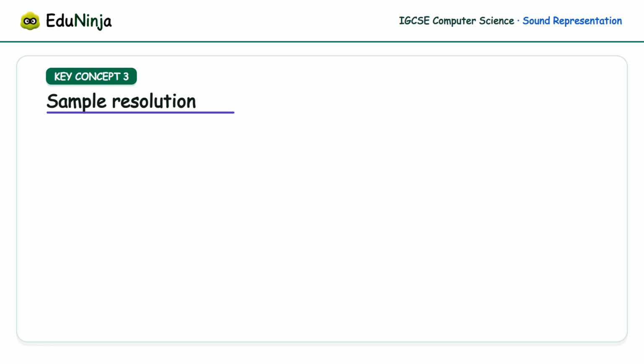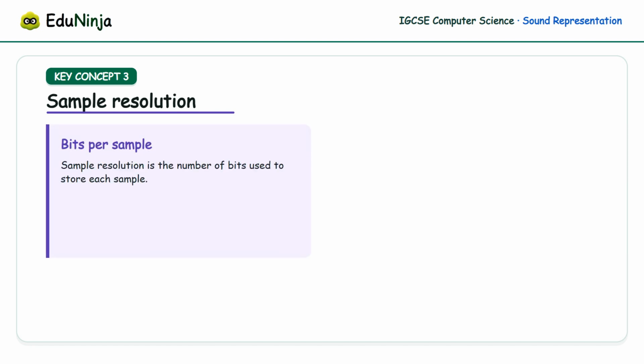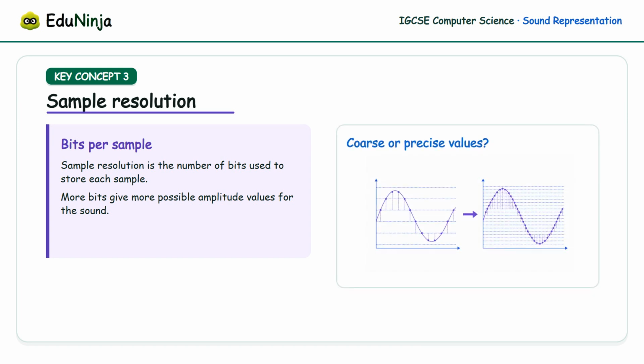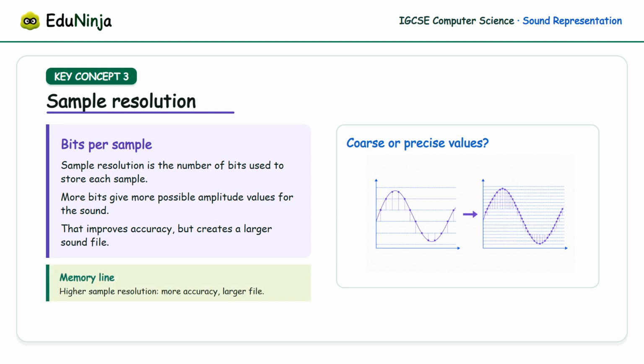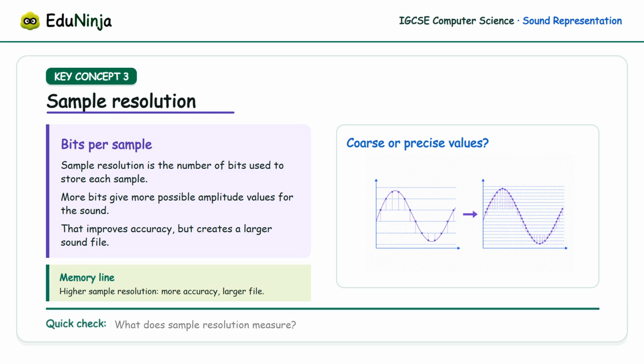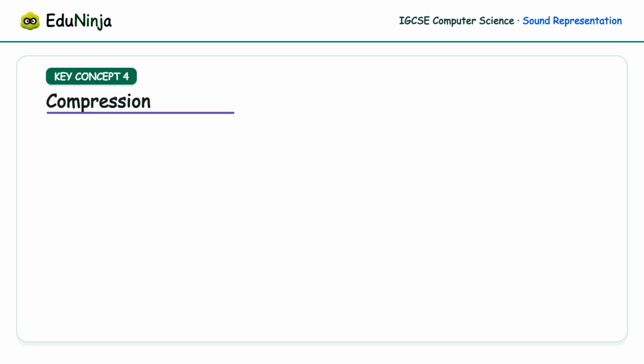Key Concept 3. Sample resolution. Sample resolution is the number of bits used to store each sample. More bits give more possible amplitude values for the sound. That means the recorded values can be coarse or more precise. Higher sample resolution improves accuracy, but creates a larger sound file. Remember, higher sample resolution means more accuracy and a larger file. Quick check. What does sample resolution measure? Bits per sample.